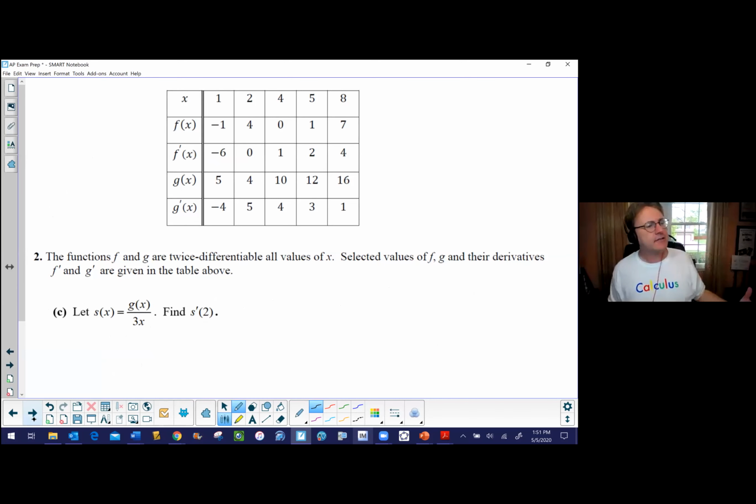I don't know. Am I allowed to give homework? Can I give homework tonight? Is that allowed? So you could work through some of these problems. There's not very many more, but Part C is a wonderful derivative rule that you can practice.